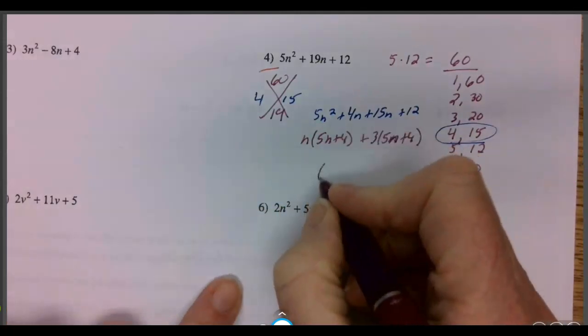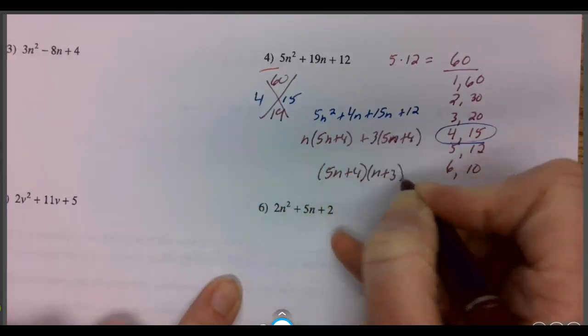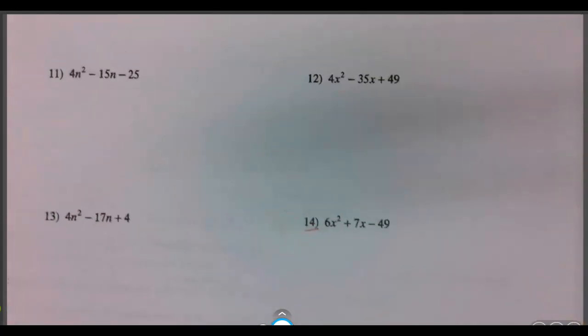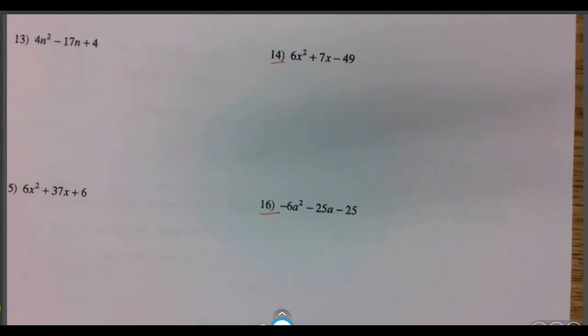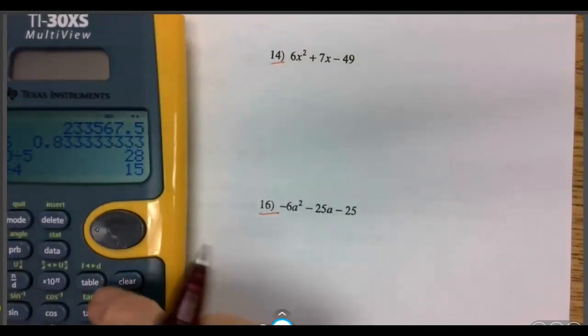Okay, now the greatest common factor here is 5n plus 4, n plus 3. Okay, so hopefully you're remembering it. I want you to turn to the next page. And I picked these on purpose because they're going to come out with some really big numbers. So grab your calculator. We're going to need that too. Okay? So here we go.